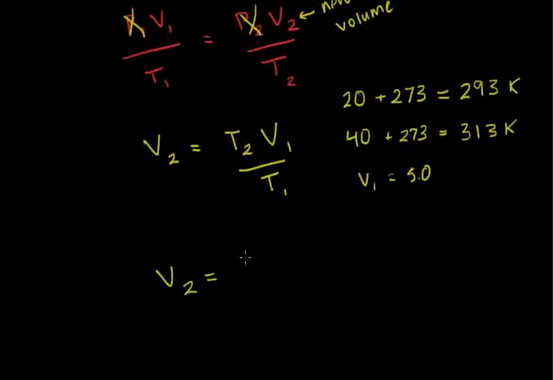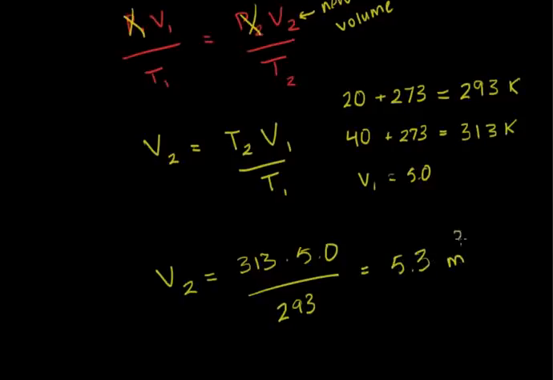V2 is equal to 313 times 5, all divided by 293. And so we get, if my calculations are correct, to two significant figures, 5.3 cubic meters for the new volume.